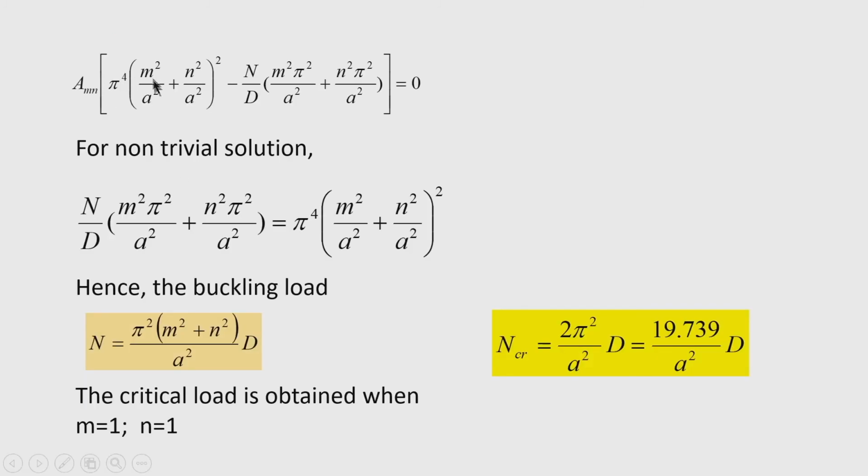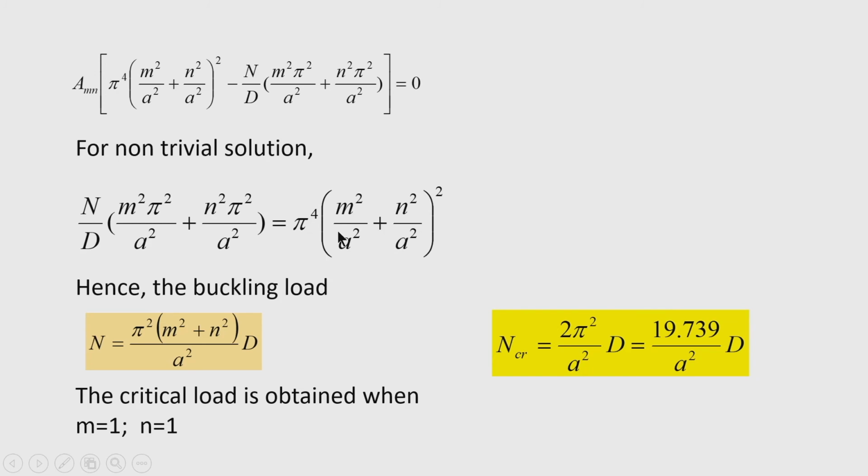Okay. So, this equation is now written in this form, and for a non-trivial solution one can see that N by D times m square pi square by a square plus n square pi square by a square equals pi to the power 4 times m square by a square plus n square by a square, whole square.